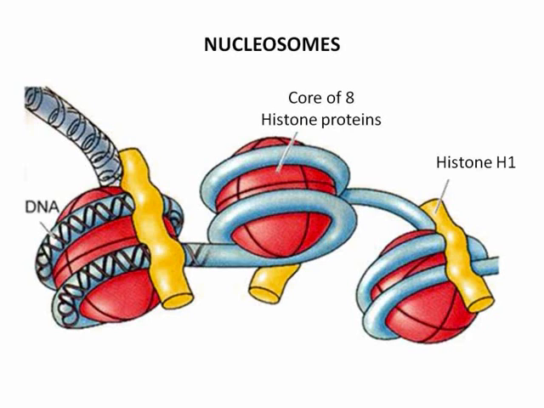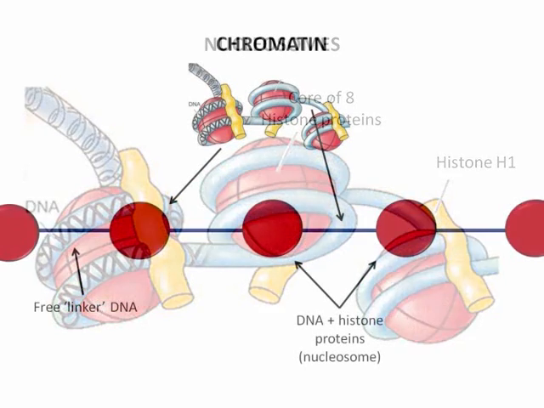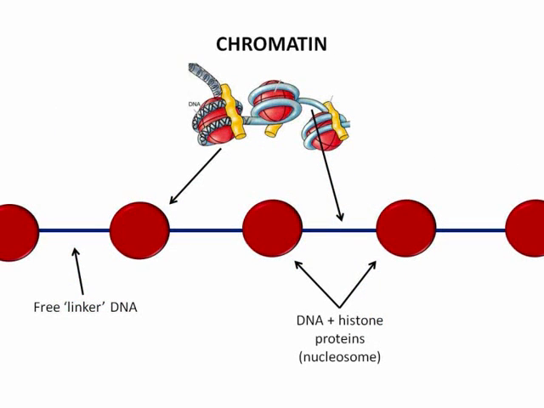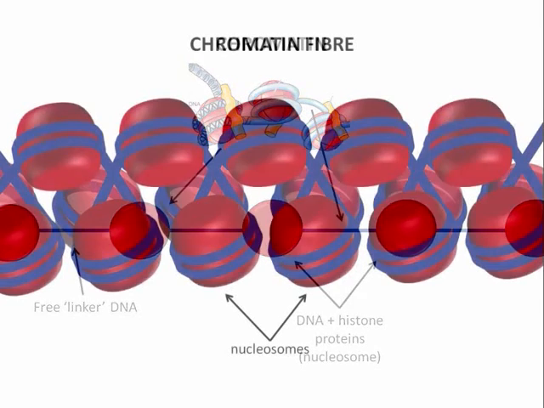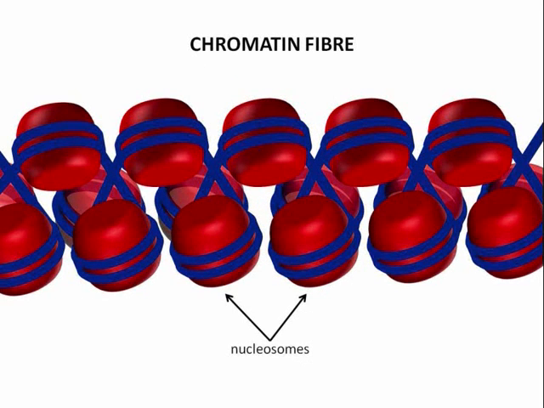Free DNA links nucleosomes together to form chromatin, which is commonly referred to as beads on a string, with sections of DNA and protein as the beads, and free DNA as the string. Nucleosomes serve to reduce the original length of a DNA molecule. Secondly, nucleosomes are wrapped together into a chromatin fibre. Finally, this chromatin fibre is wrapped up again to form the final chromosome.